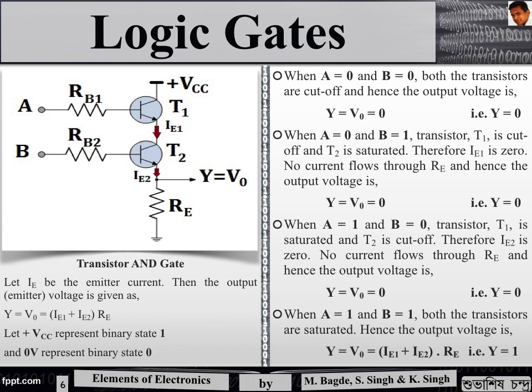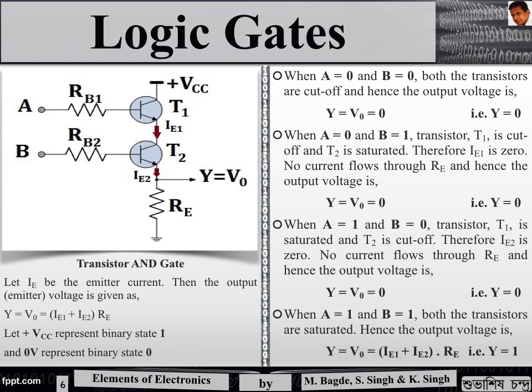When A equal to 0 and B equal to 0, both the transistors T1 and T2 are cut off, and there is no output voltage at the emitter terminal, and hence the output Y equals 0. Now, when A equal to 0, B equal to 1, transistor T1 is cut off and T2 is saturated, hence there is no current IE1, and hence the output at RE is 0, so Y equals 0.